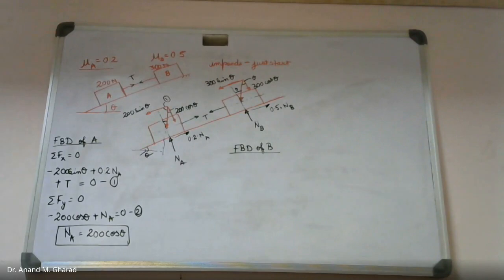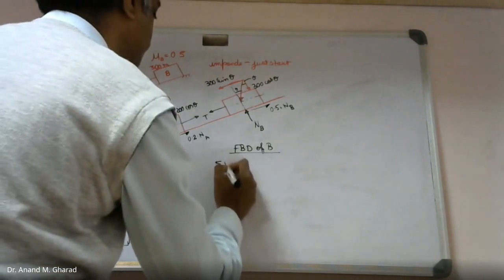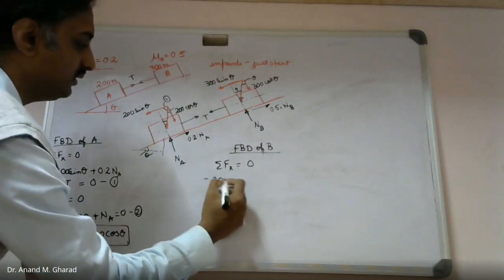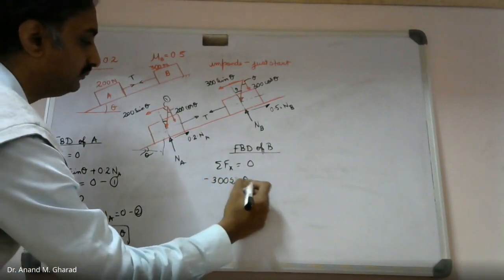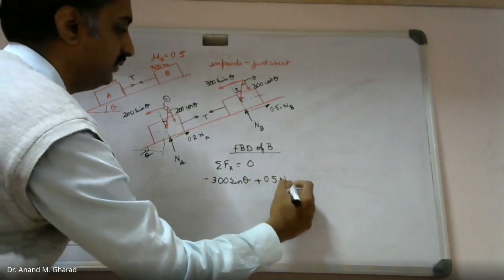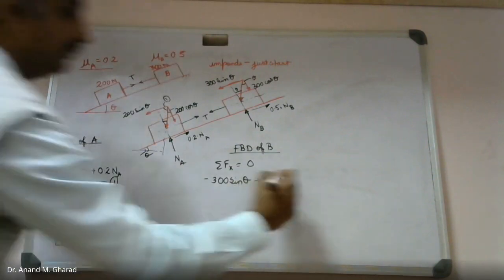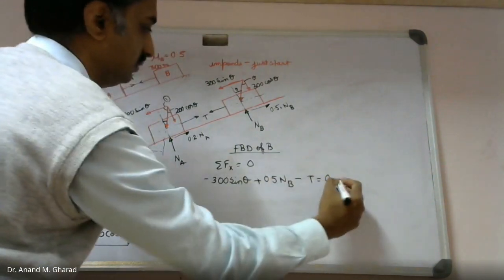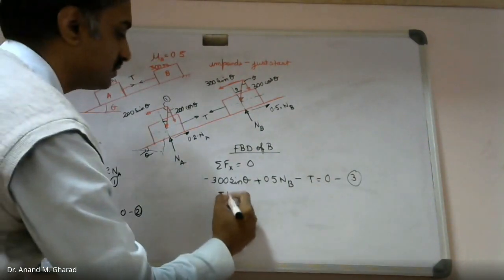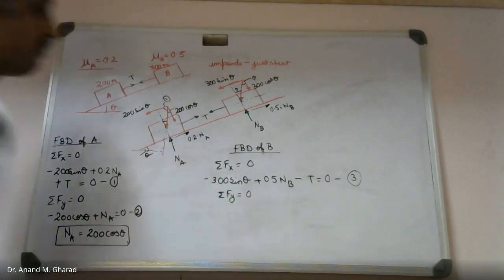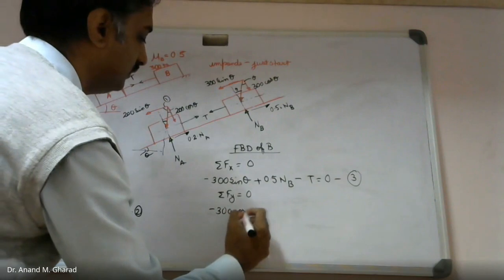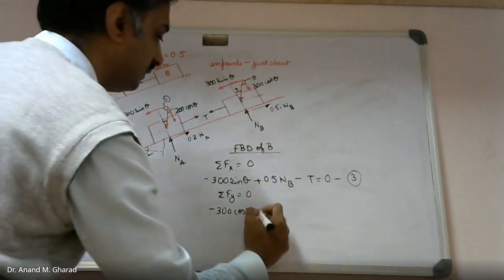From this FBD, we have summation of forces in x direction equal to 0. In that case, it is minus 300 sine theta plus 0.5 times NB positive minus T equal to 0. Let's say equation 3. Then summation of forces in y direction equal to 0. Minus 300 cos theta, which is downwards, plus NB.